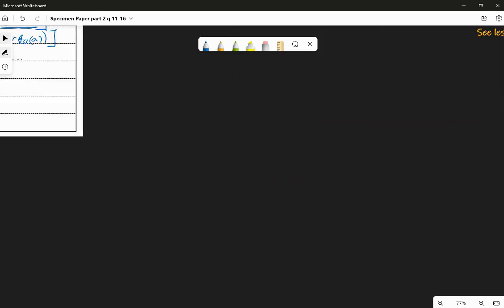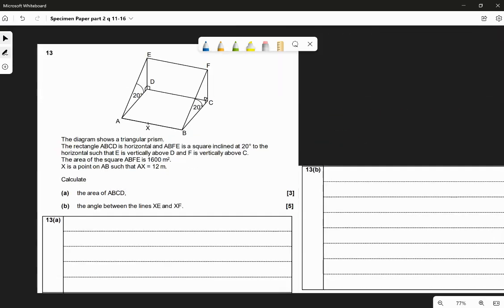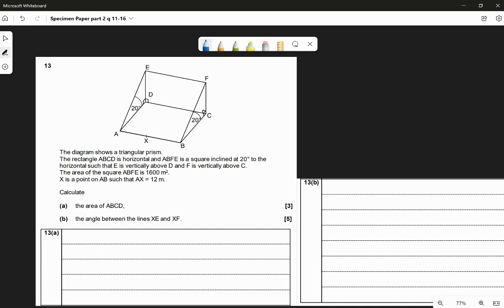Okay, let's have a look at question 13. Aha, 3-dimensional Pythagoras and trigonometry. So in question 13, we have here a wedge. Okay, imagine a wedge that you put on the door to stop it from opening, or stop it from shutting. So we have a triangular prism. A prism is a 3-dimensional object which has a constant cross-section. The cross-section which is constant is this triangular end which goes through the shape all the way.